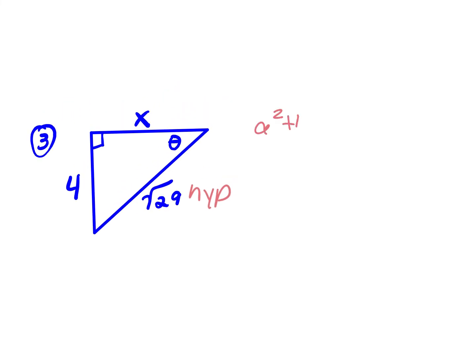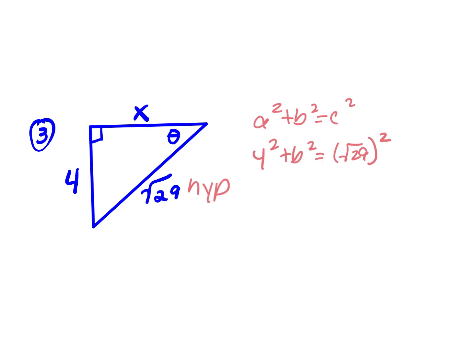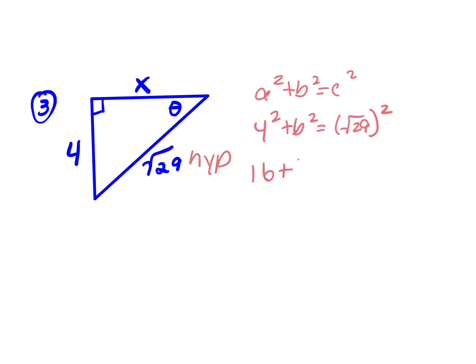It's a squared plus b squared equals c squared, correct? I know one of the legs and I know the hypotenuse. Does it matter where I put 4, A or B? No, just as long as I don't put it for C. So I'm just going to say 4 squared plus b squared equals the square root of 29 squared. What's 4 squared? 16 plus b squared equals. Guys, what is the square root of 29 squared? 29. Just 29. What happens when you square a square root? It just cancels out, right?